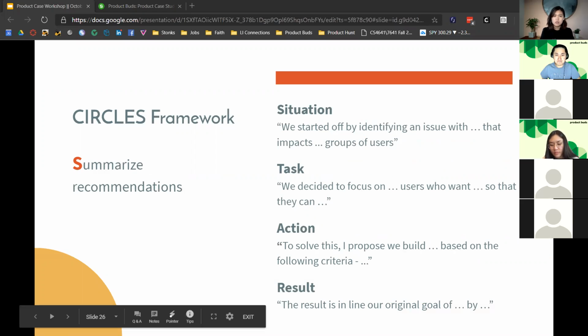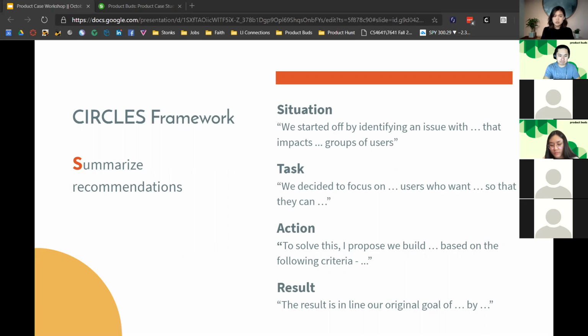And so arguably the most important part of your question is summarizing your recommendation. You've done all the hard work. You've come up with all these great ideas, and this is where you want your communication skills to shine. What you want to do is up-level all of your findings and the things you've brainstormed and summarize your recommendations.